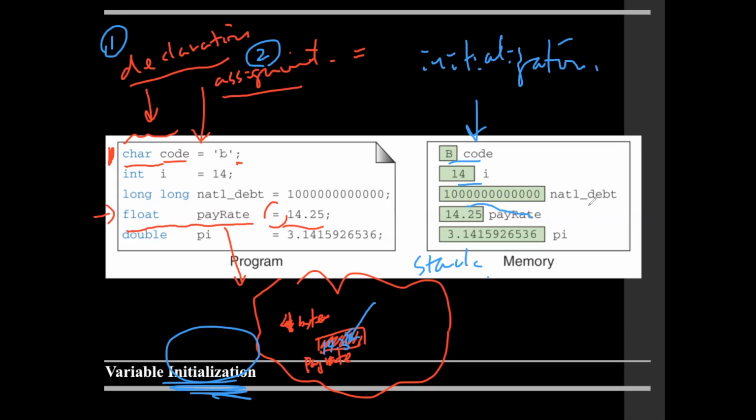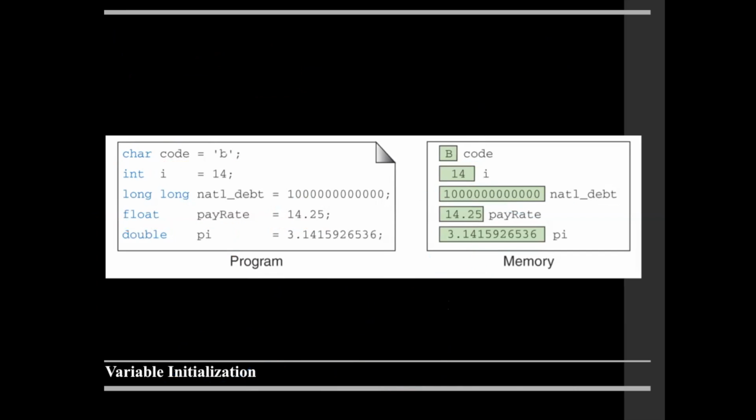As soon as, let's say, this national debt is declared, the value goes right into it, right? So you can see this space now has a value, okay? So this is how we declare and assign a value in a variable initialization. Let's move on to the next slide.